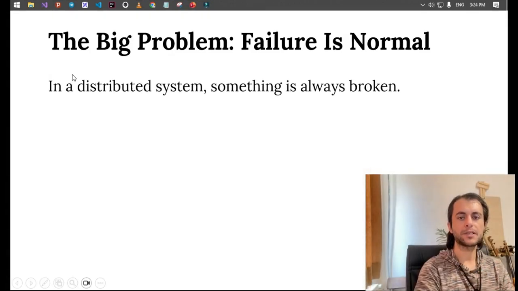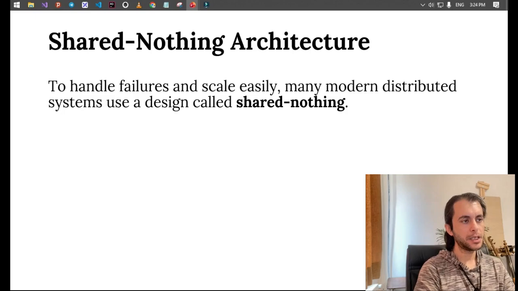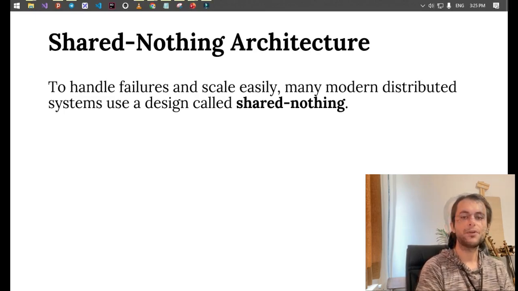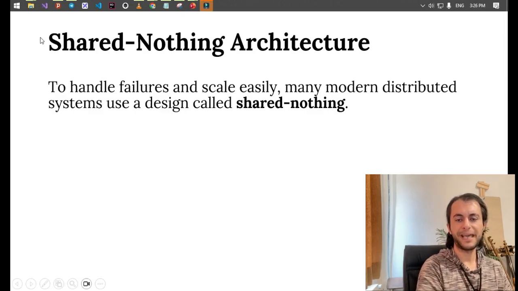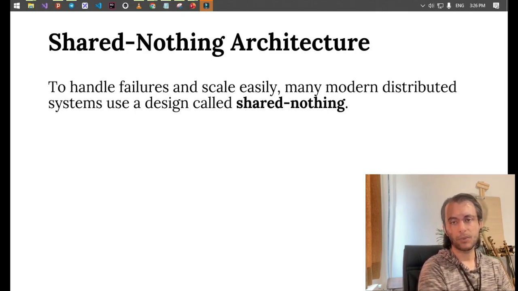To overcome this big issue, failure, and to scale easily, many modern distributed systems use an architecture called shared nothing. This means every machine has its own CPU, its own RAM, its own disk, and its own network, and machines or nodes only communicate with each other by sending messages. No machine depends on another machine's internal disk, CPU, or RAM. The machines work totally independently.